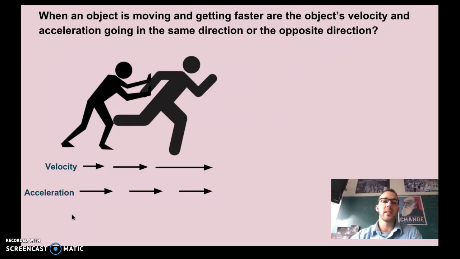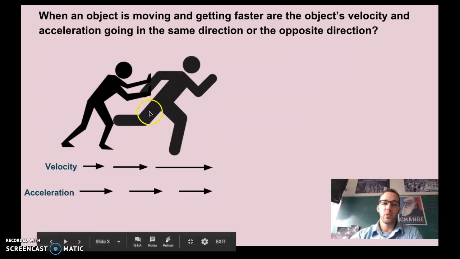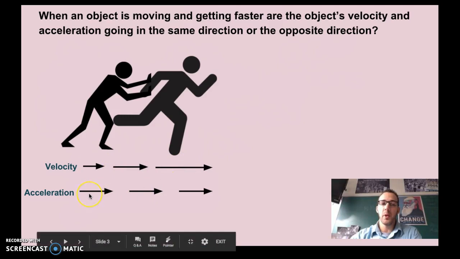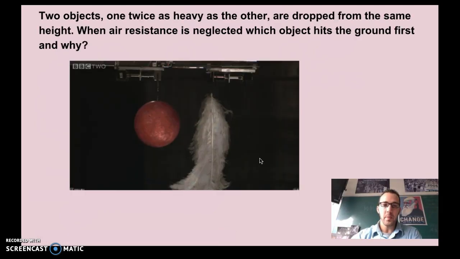This time they're going to be in the same direction. If I want to make this runner go faster, I'm going to push them in the same direction that they are moving. That means that their velocity is going to get bigger and bigger and bigger because the push, or the acceleration, is in the same direction. So when they are in the same direction, the object is getting faster.